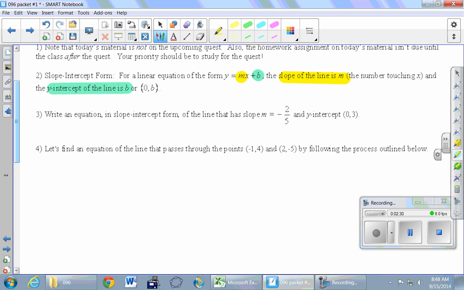It says write an equation in slope-intercept form, that's that, for the line that has a slope of -2/5 and a y-intercept of 0,3. So y equals something times x plus something. The something that goes in here is the slope. The something that goes right there is the y-intercept. So what number goes in yellow? -2/5. That's the slope.